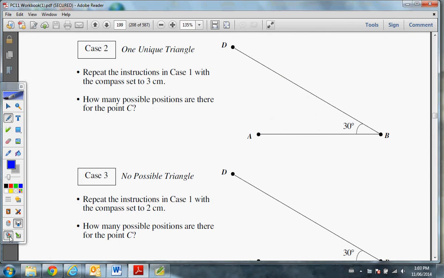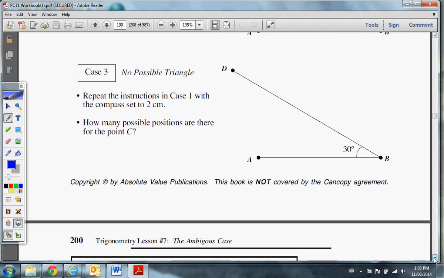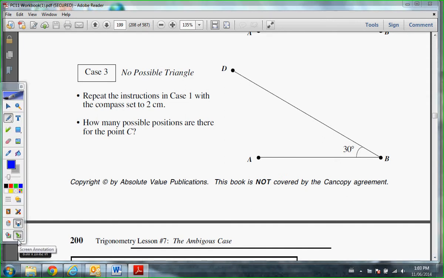Okay, and the last one, no possible triangles. If you set yours to 2 centimeters, it wouldn't touch at all. So there'd be no intersection points, there'd be no answers. No solution is a possible answer today.